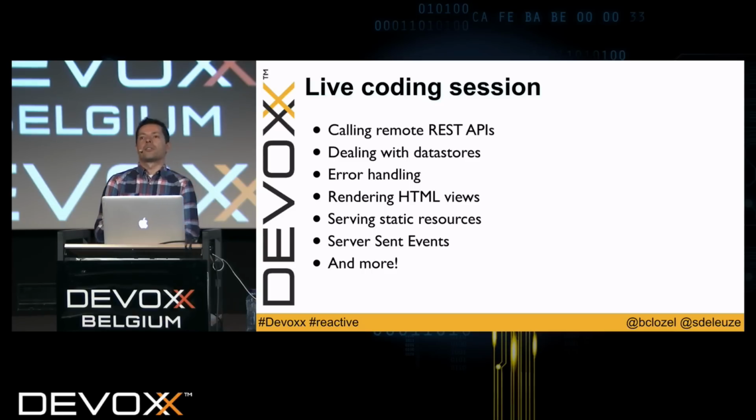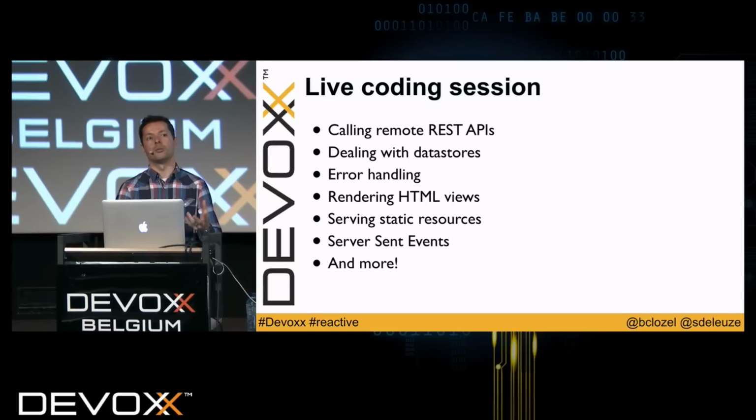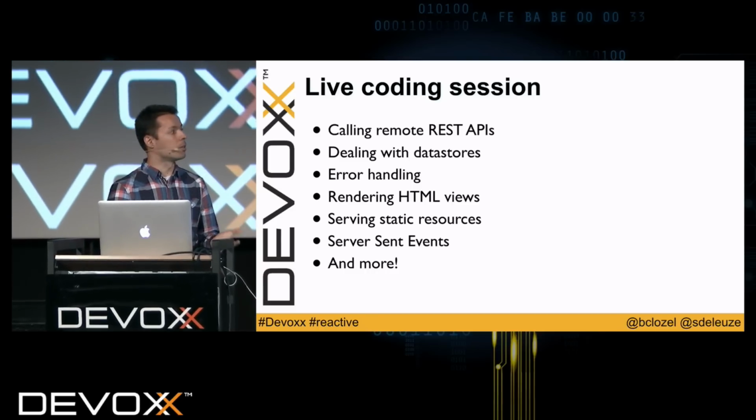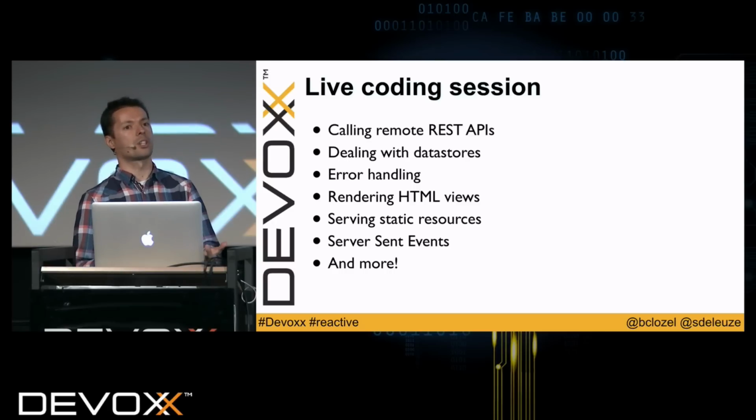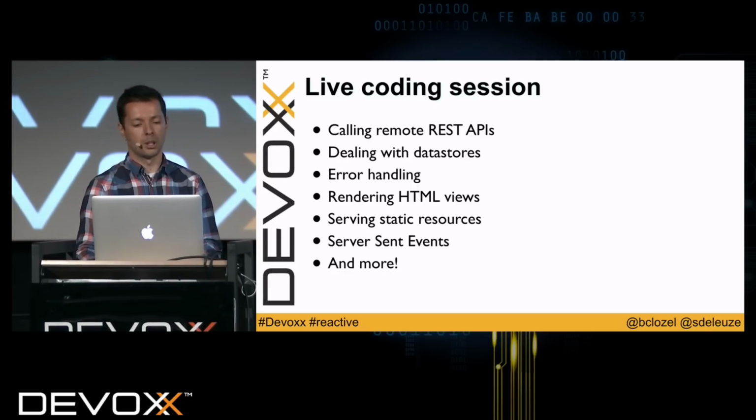During the live coding session, we'll see a few things. We'll call remote REST APIs, deal with data stores, do some error handling, render HTML views, serve static resources, and do some more things like server-sent events. Those are the things you're used to doing already in your applications, and now we'll do those in a reactive way. We're not supporting everything right now, we're still catching up with Spring MVC, but we're already in good shape.